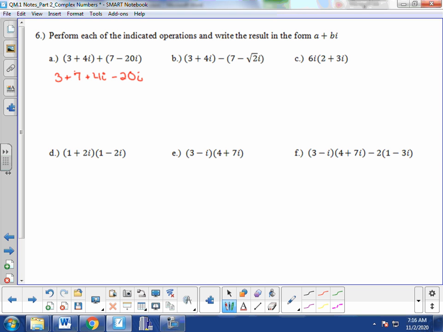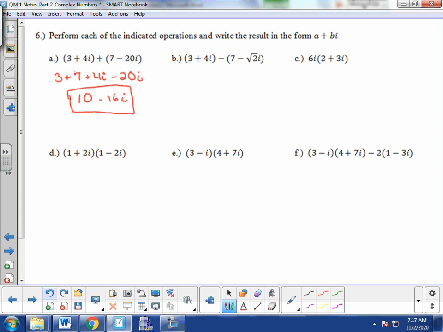So now, similar to arithmetic with variables, we want to add and subtract the like terms. So 3 plus 7 would be 10, and 4 minus 20 would be negative 16i. And this would be our final answer. So it is in that complex number standard form, a plus bi. Here's our real number, here's our imaginary number. And so that's in the correct format.